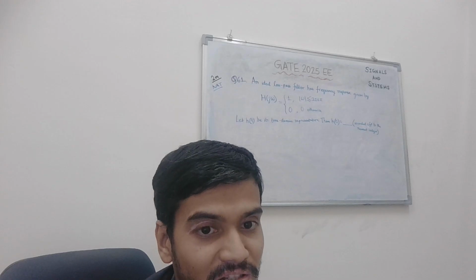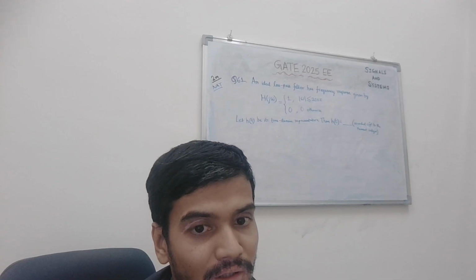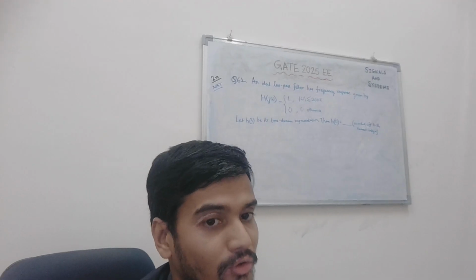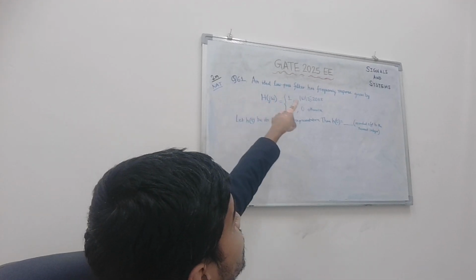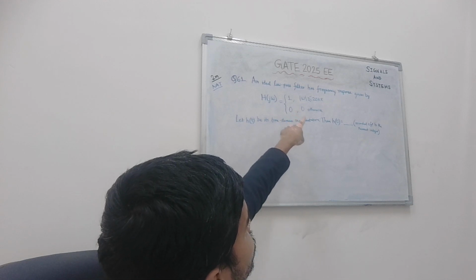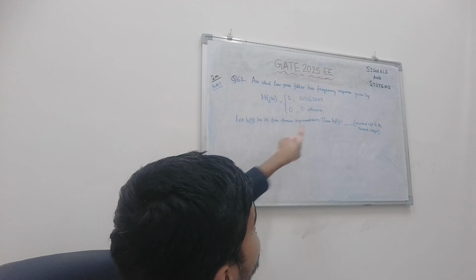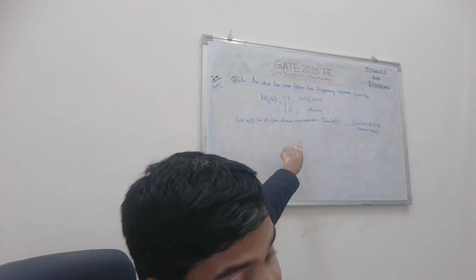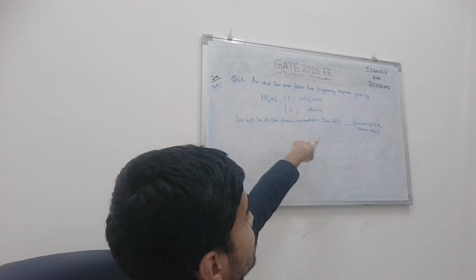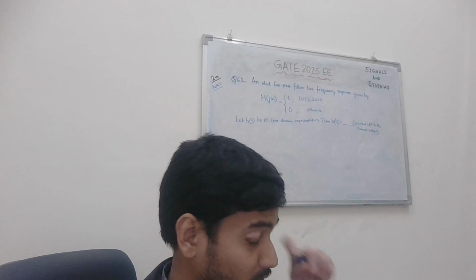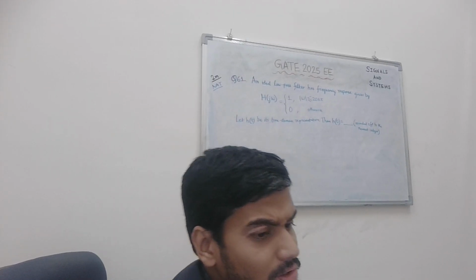It is based on filters, ideal low pass filter. We have to find the value of h of 0. The question is as follows. An ideal low pass filter has the frequency response given by H of j omega equal to 1 for mod of omega less than or equal to 200 pi and 0 otherwise. Let h of t be its time domain representation. Then h of 0 equal to, rounded off to the nearest integer, we have to find. It's a numerical value. Let's move on to the solution for this question.